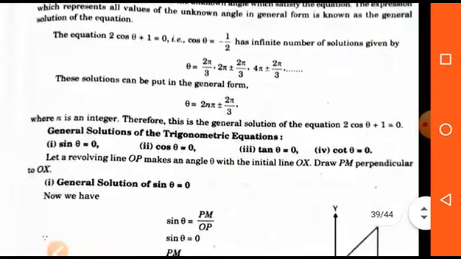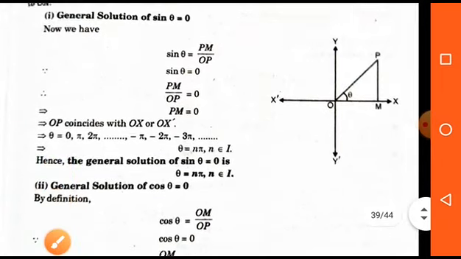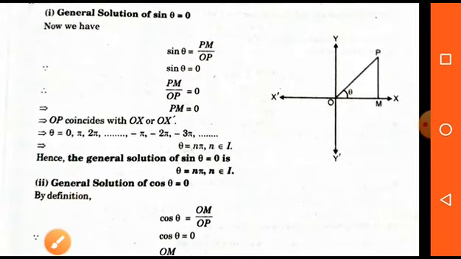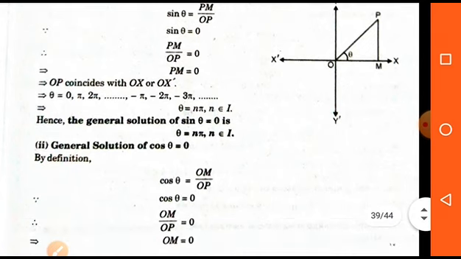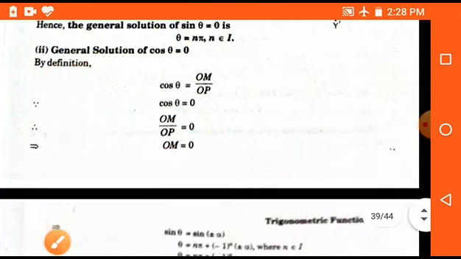Okay students, now we will discuss the general solution of the trigonometrical equation. If the equations are given like sine theta is equal to 0, cos theta is equal to 0, tan theta is equal to 0 and cot theta is equal to 0, in this case the method and formula of solving the equations is theta is equal to n pi, where n belongs to integers. Clear? So this is the general solution of the equation in the form of sin theta equals 0, tan theta equals 0, cos theta equals 0. Clear? Okay.